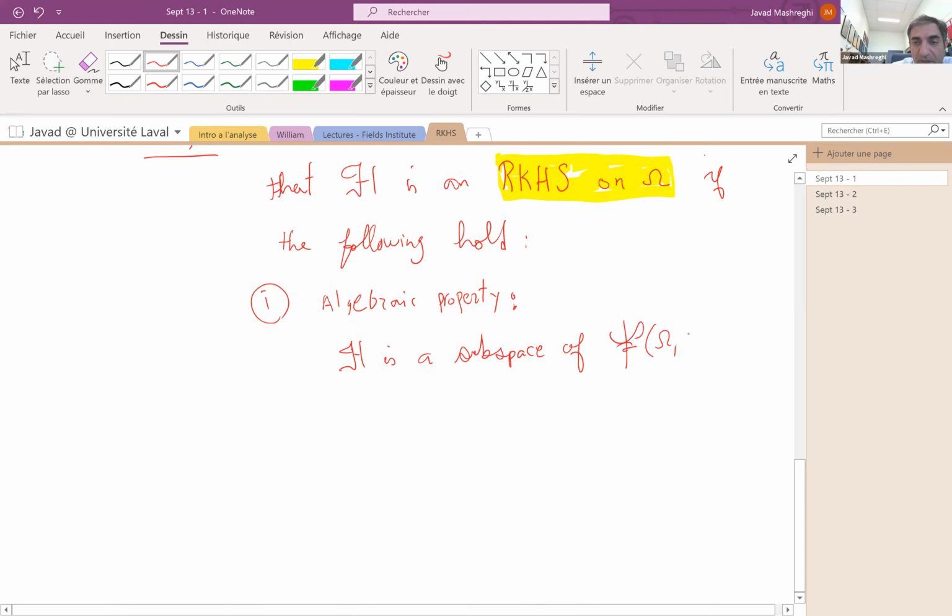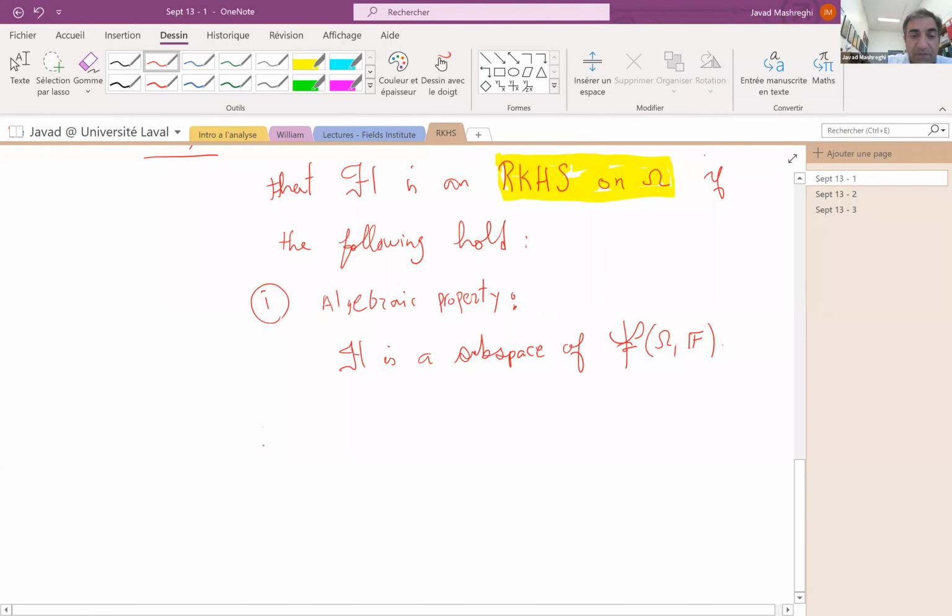Note that there is no topology involved up to now. When I say subspace, it doesn't mean closed. I mean, closedness has no meaning here. Subspace, and some books write linear manifold, simply means that it is closed with respect to addition and scalar multiplication. That's the meaning of subspace here.